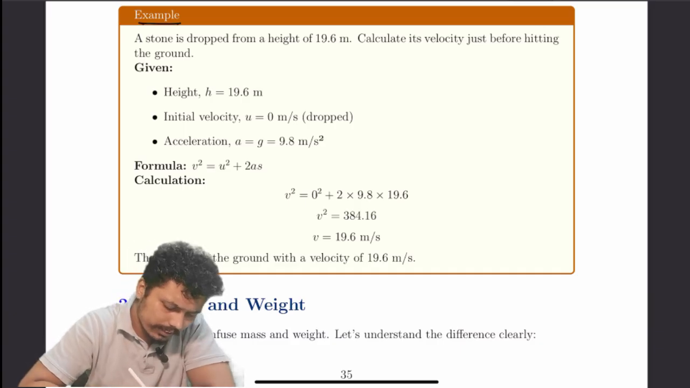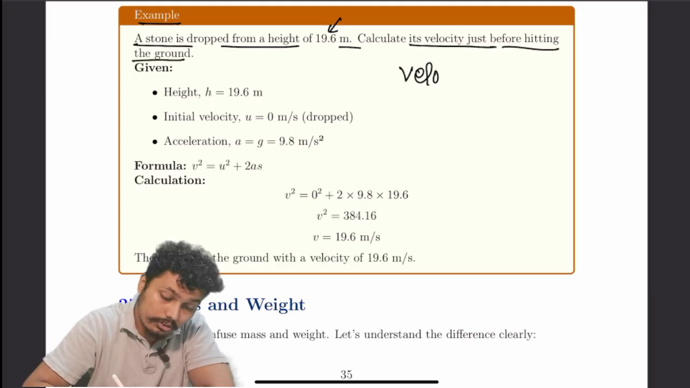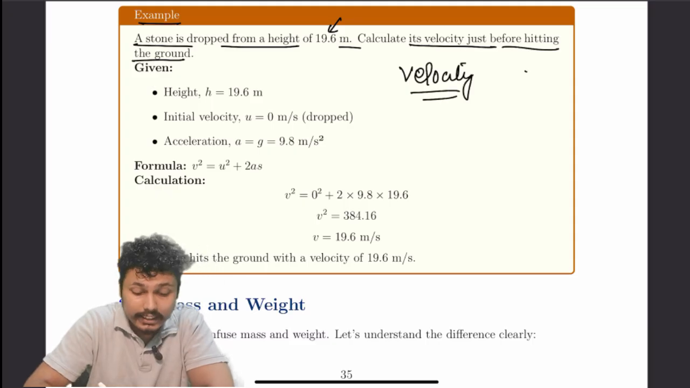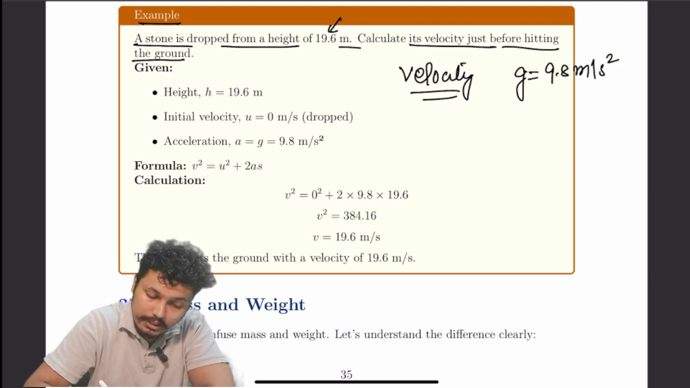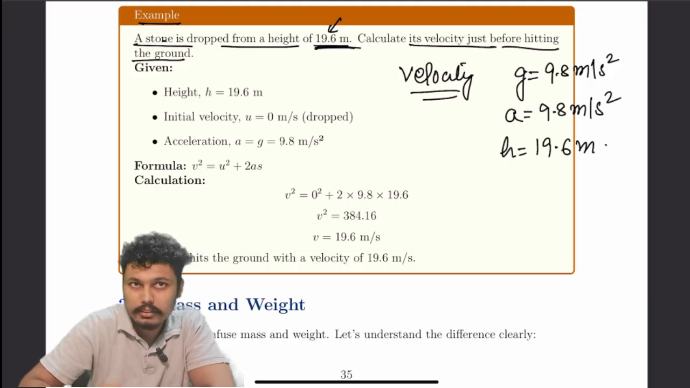Let us discuss an example. A stone is dropped from a height of 19.6 meter. Calculate its velocity before hitting the ground. It is asking us to calculate velocity, not acceleration but velocity. Acceleration we know, g is how much? 9.8 meter per second square. The g value is the same, acceleration a is 9.8 meter per second square. What else? A stone is dropped from a height of 19.6 meter. Height is 19.6 meter.